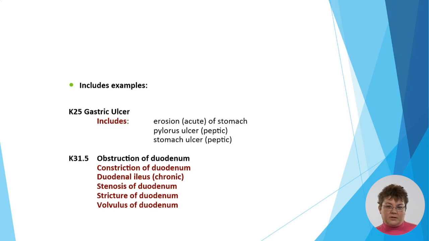So this is a gastric ulcer. Includes an acute phase, the peptic phase. So they're saying that these three here are included in the K25. And that goes with that. So you have that already there for you, where your medical documentation could have any one of those three ulcers, but at the end of the day, it's still going to be K25.